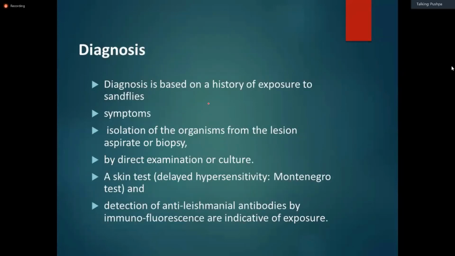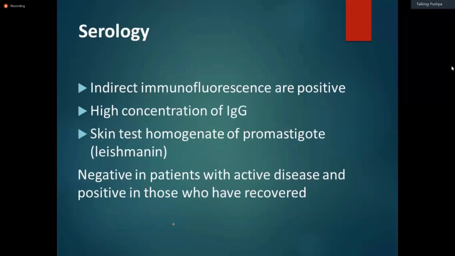How can we diagnose such cases? Through the history, symptoms, isolation of the organism from the lesion, aspirate or biopsy, direct examination or culture, a skin test, and detection of anti-leishmanial antibodies by immunofluorescence. These are the methods through which we can detect it.